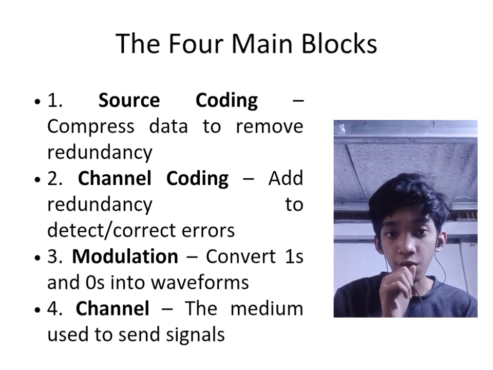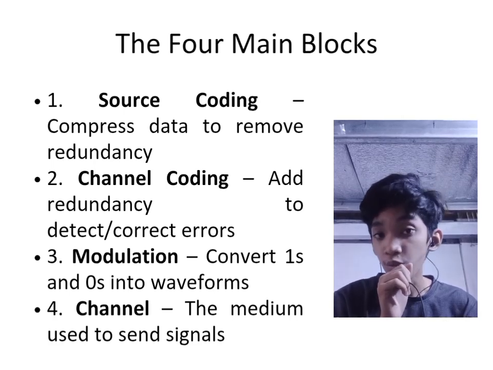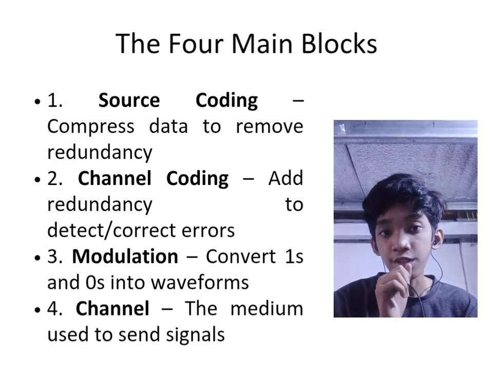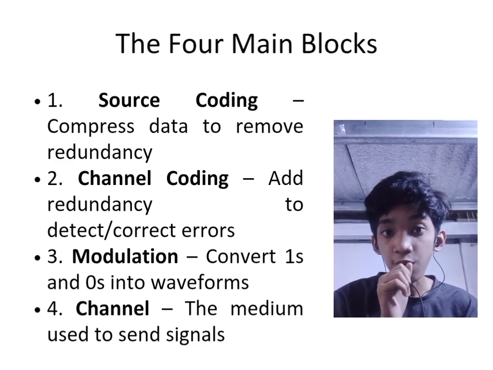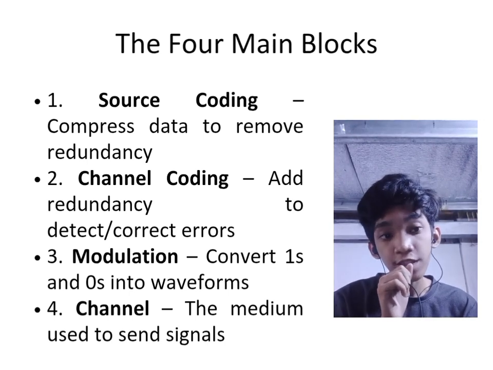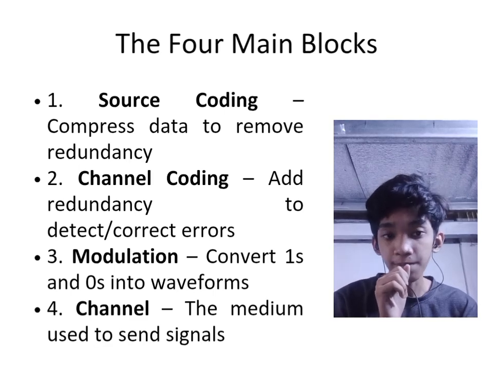The next step is called modulation, that converts these ones and zeros into waveforms. Computers only understand ones and zeros, but channels like wires and airwaves understand signals. Modulation transforms these digital bits into wave patterns that can actually travel.